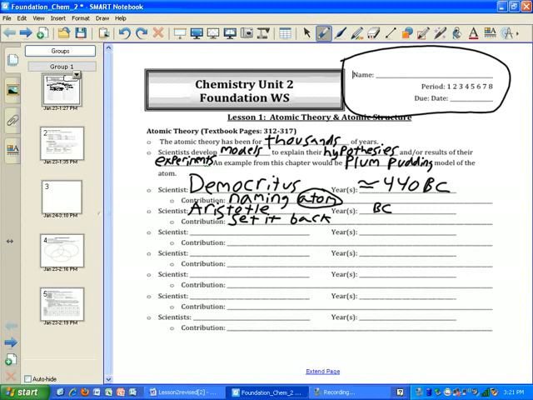The next scientist that we can contribute to the making of the atomic theory was John Dalton. And he made his contributions around the late 1700s. So you could say, 1770. And his contribution was he published the first atomic theory based on experiments. And this can be found on page 313.